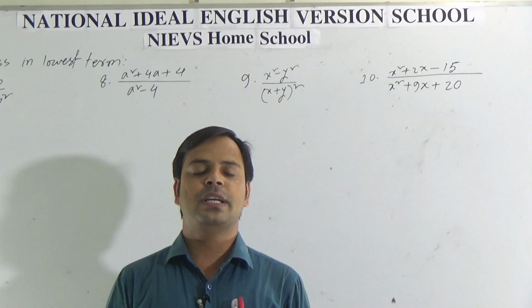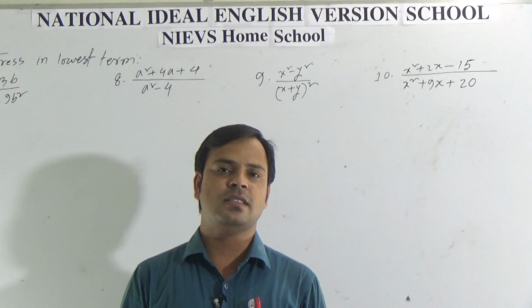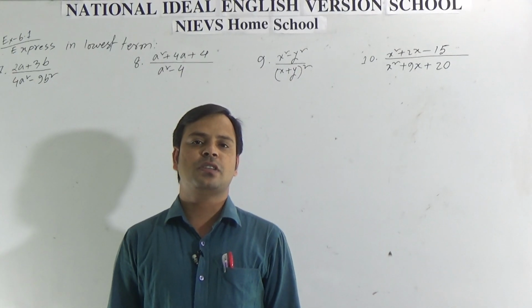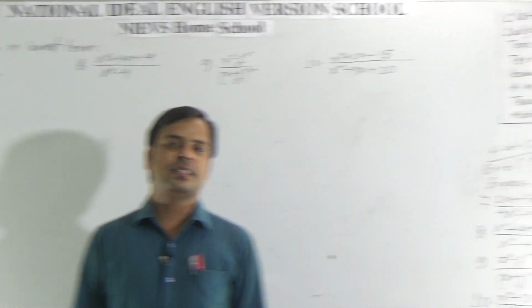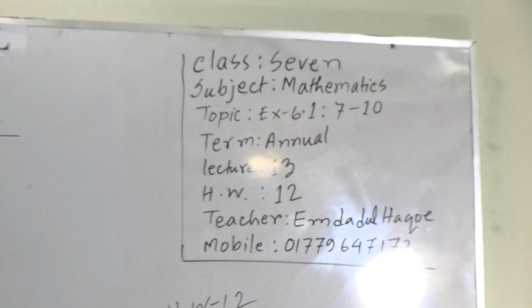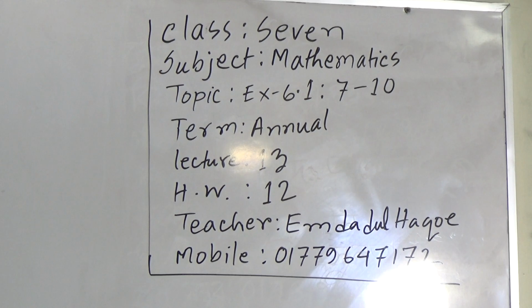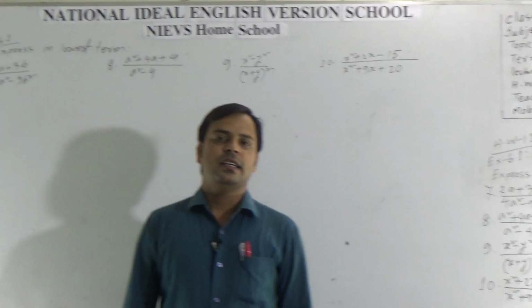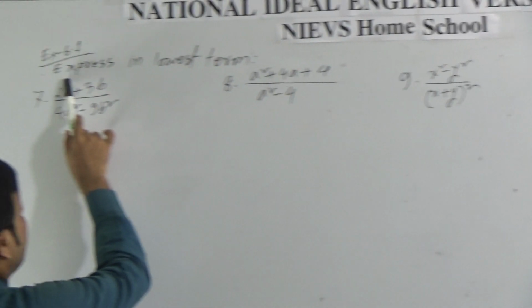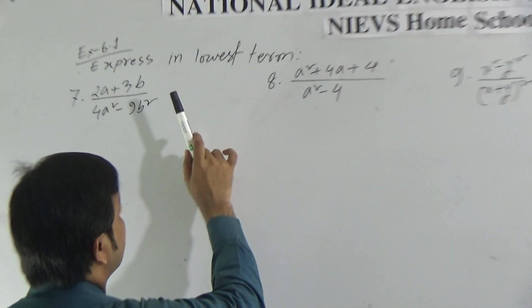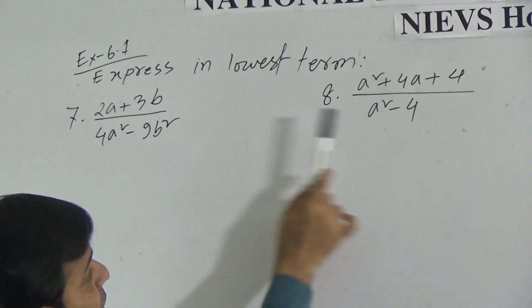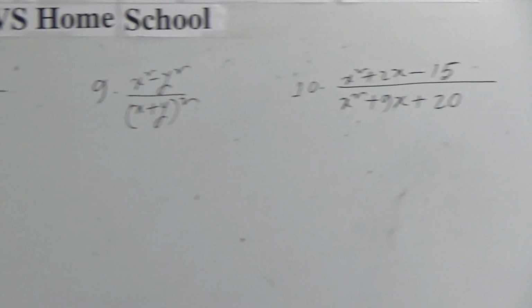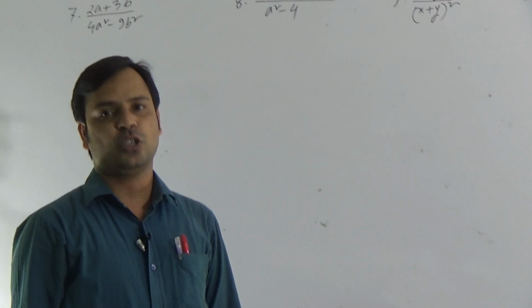Dear students, today I am here to conduct a math class of class 7. Our topic today is exercise 6.1, questions 7 to 10. These 4 questions I will solve in this class. These 4 questions are about expressing fractions in lowest terms. It means that 4 algebraic fractions are given, and we have to express these fractions in lowest terms.